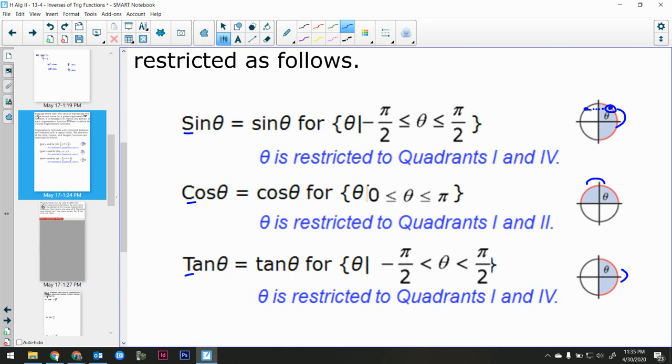I would discount the left side, right? So what about here? Where's the only other place along that unit circle? That would be down there, over here. So only one solution is going to come out, okay?